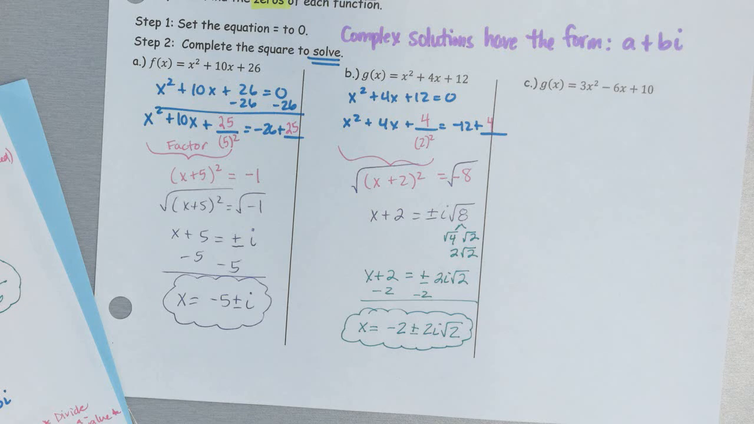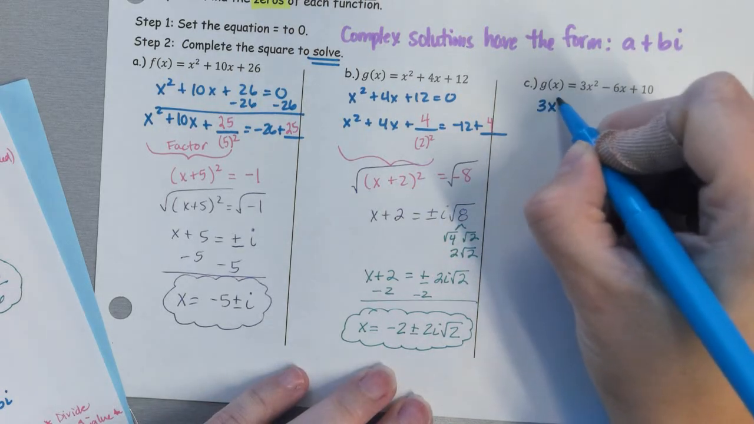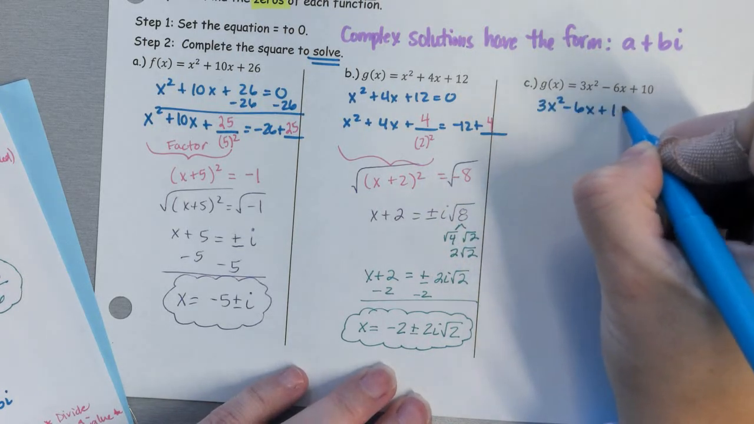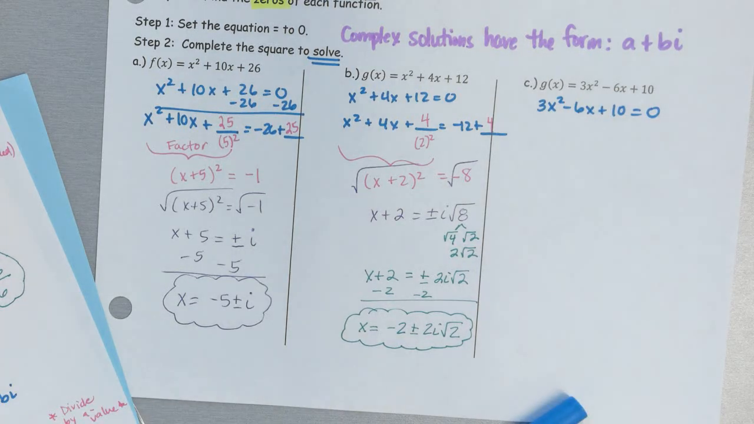Okay? And then for part C, this one is going to be a little bit different. How is this one different than the other two that we did? Yeah, it has 3 in front of the x squared. Do you guys remember what we have to do if there's a number other than 1? Mm-hmm. Good. We have to divide by 3. So we're going to divide both sides by 3.